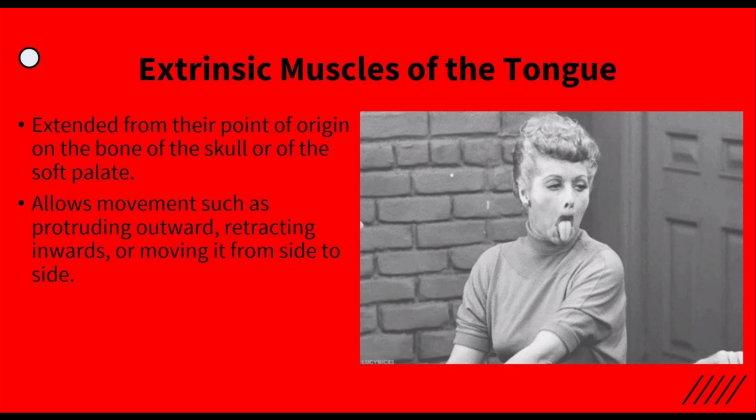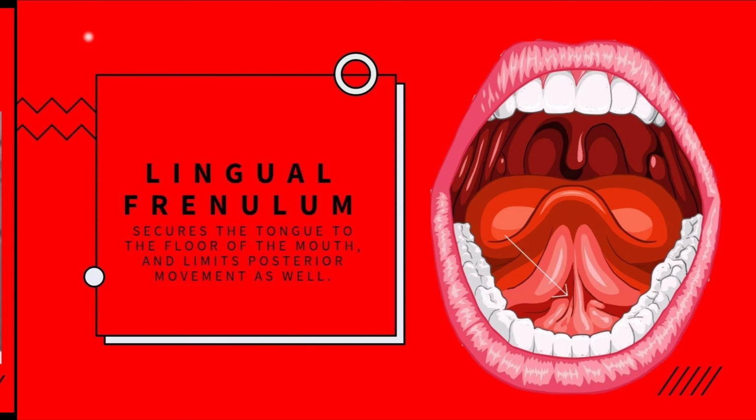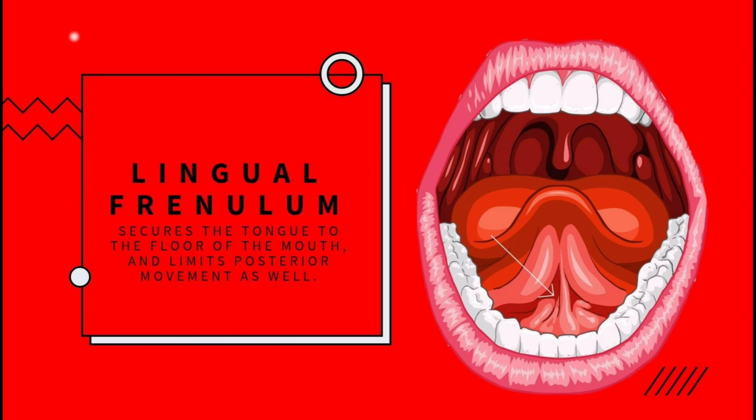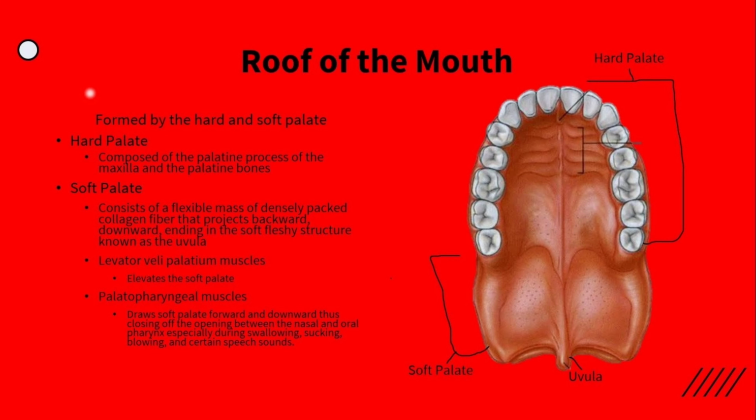Next, the extrinsic muscles of the tongue. These extend from their point of origin on the bone of the skull or on the soft palate, and allow movement such as protruding the tongue outwards and retracting it inwards, or moving it from side to side. Underneath the tongue is the lingual frenulum. I'm not sure if I said that right, but it secures the tongue to the floor of the mouth, and it limits posterior movement as well. And that's all the structures of the tongue that we're going to discuss right now.